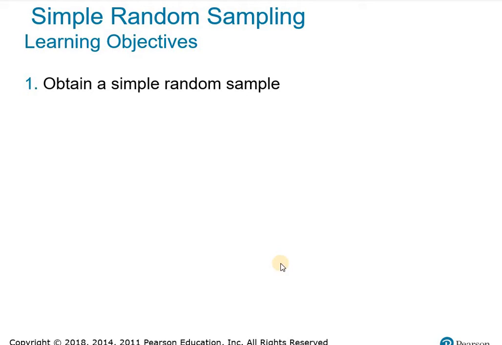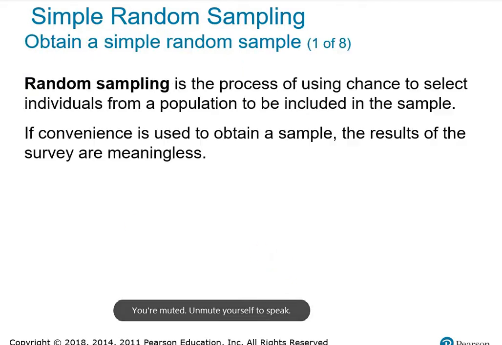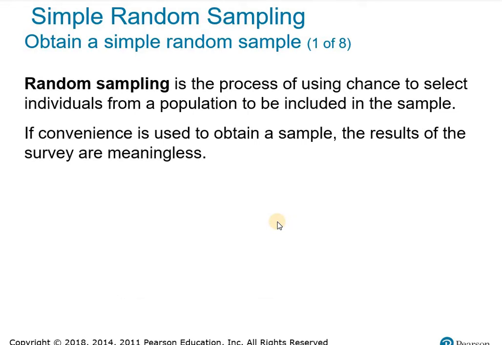Hello everybody, in this video we will talk about simple random sampling. We will learn how to obtain a simple random sample. Random sampling is the process of using chance to select individuals from a population to be included in the sample. If convenience is used to obtain a sample, the results of the survey are meaningless.